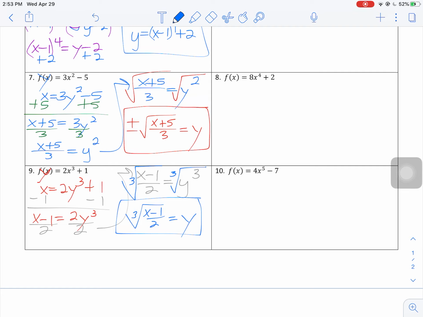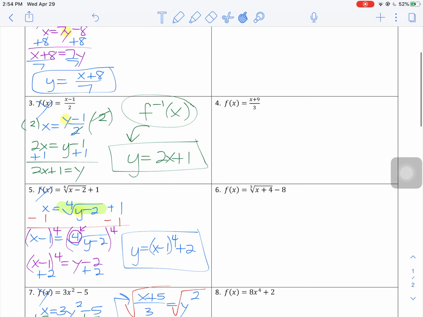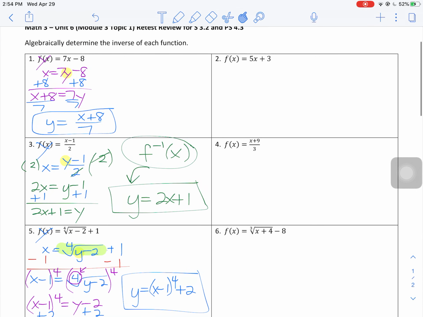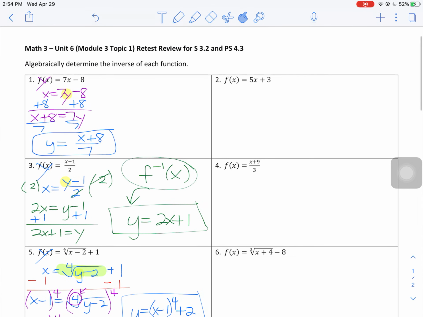So at this point, you should go back and do all the even problems and then turn this in. And once I feel like you have all those even ones done correctly, I'll let you know, and then you can do the retest for just standard 3.2 and power standard 4.3 from unit 6, which was module 3, topic 1. And hopefully that'll get a lot of your grades up from F's to passing grades.